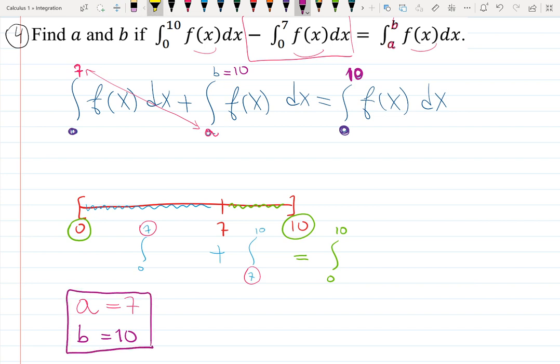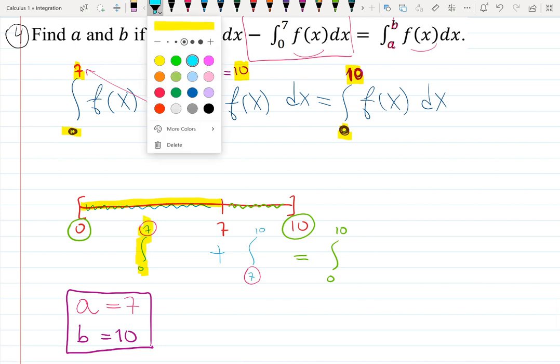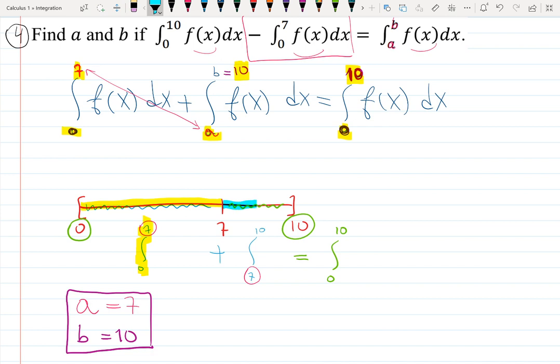So again, we're doing it from 0 to 7 plus from 7 to 10. That gives me the integral from 0 to 10. So basically they asked us to match the gluing point and what the end point is going to be. And here's the simulation: from 0 to 7, plus from 7 to 10, gives me in green from 0 to 10. That's all. Basically, in this example, you just need to have good imagination and remember the gluing property.